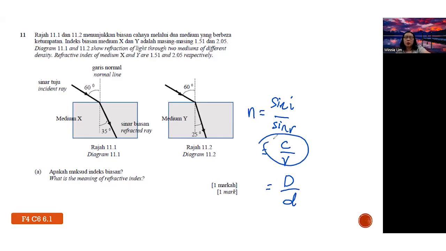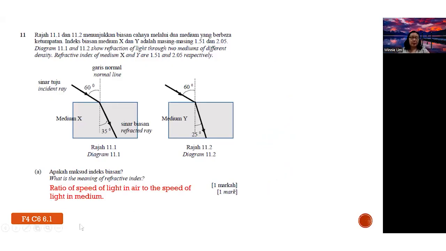So for the definition, we will use the idea of the ratio of what? Speed of light in vacuum to speed of light in the medium. So this is the definition of refractive index.